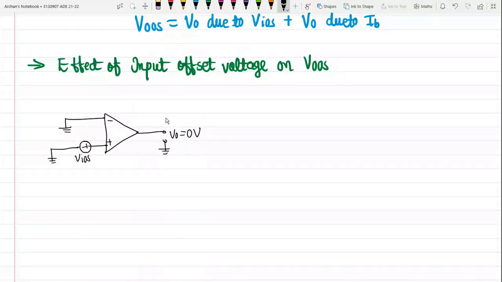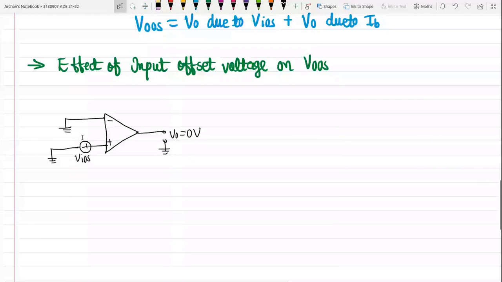Okay? But because of this input offset voltage, what is the effect on output offset voltage? That also needs to be taken care of, right? The polarity and the terminal to which it is to be applied is not fixed, and it must be referred to the datasheet provided by the manufacturer, right? So for the IC741 operational amplifier, we know that the input offset voltage value is about 6 millivolts.